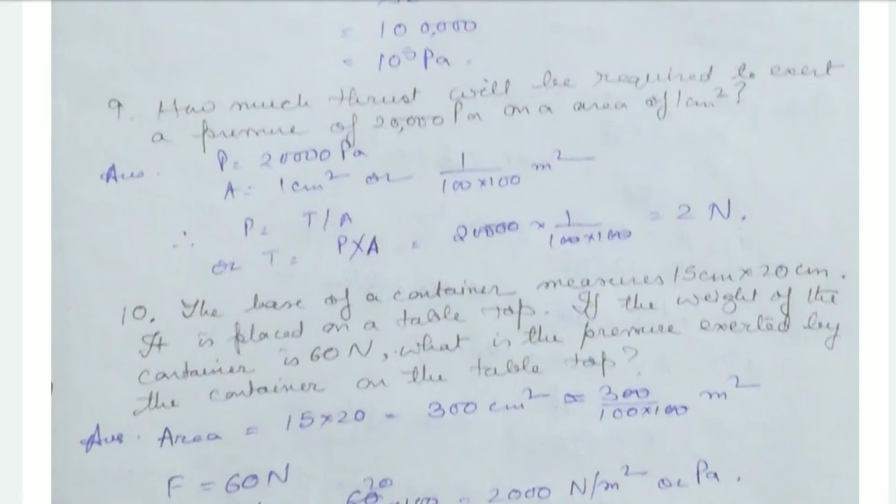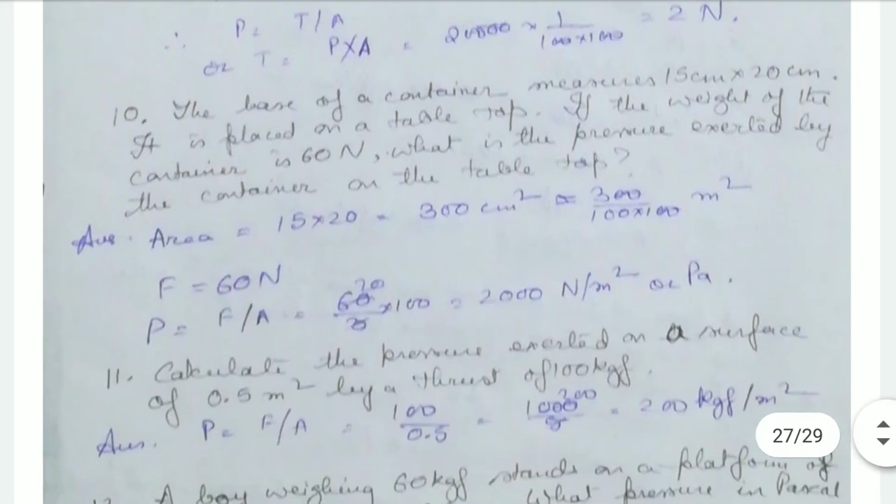Again, same thing: pressure will be equal to thrust by area. Pressure is given, area is given, and we need to change the centimeter square into meter square in the case of area. Okay, and therefore that will give us 2 Newton.